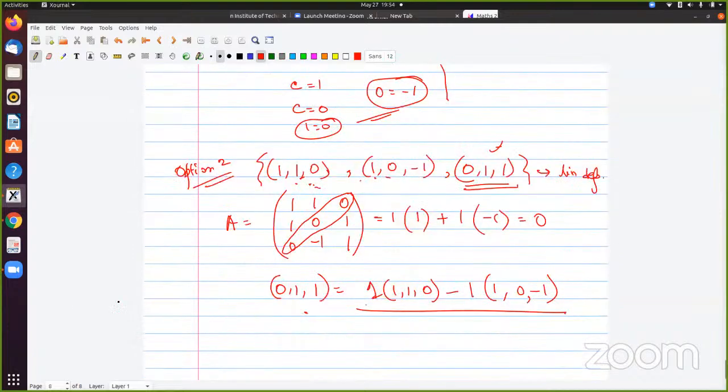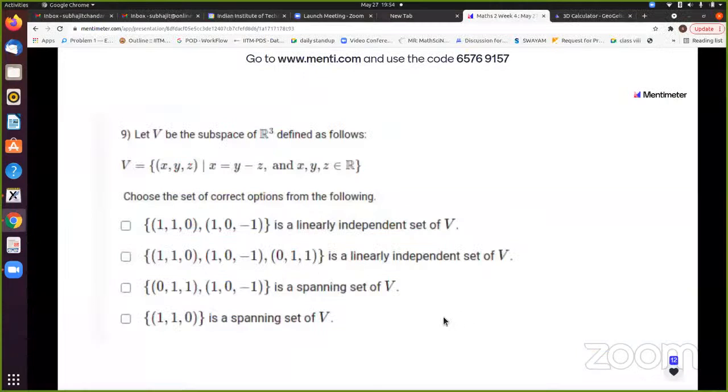So option 2 is incorrect, right? It is linearly dependent. It was linearly independent. So yes, it is incorrect. Now this one, (0, 1, 1) and (1, 0, -1), is it a spanning set of V?